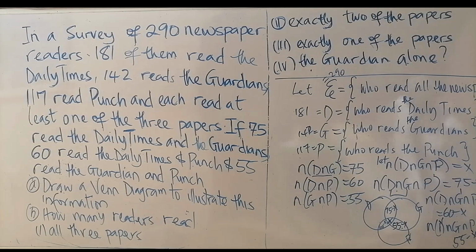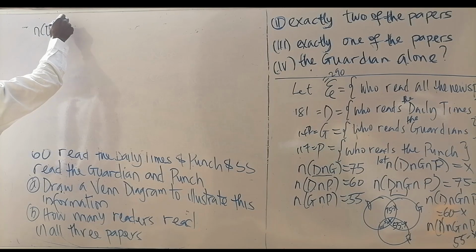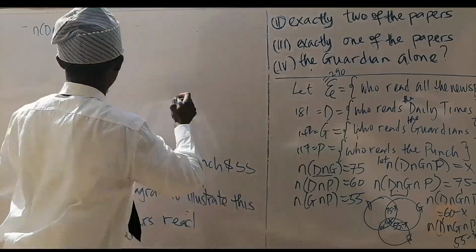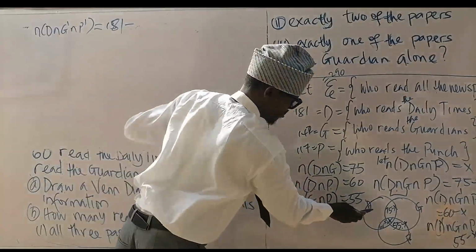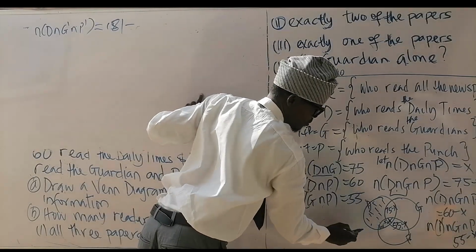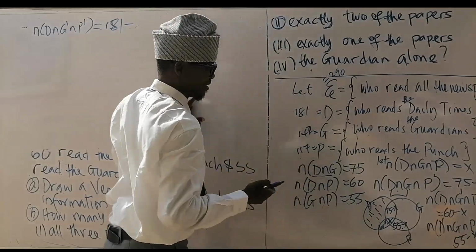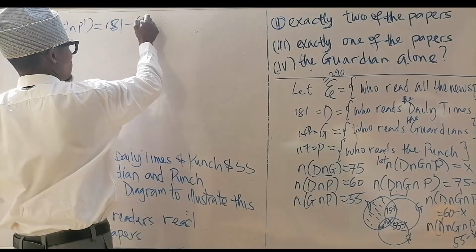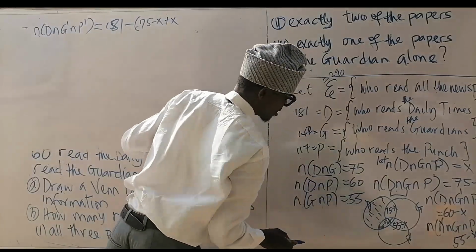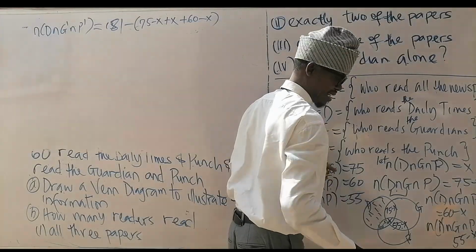That's 55 minus X. So let's get the Daily Times only. We exclude the Guardians and the Punch. The information for Daily Times is 181, so that will be 181 minus 75 minus X, and then minus 60 minus X, and minus the overlap regions. We just want to find this place only, so where the circles overlap, we take those away.